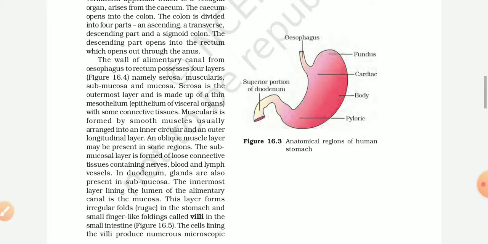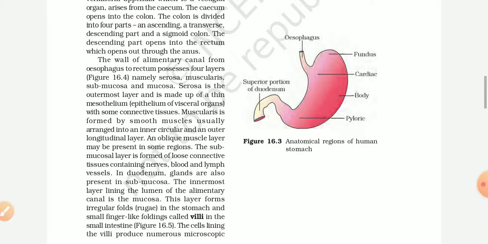The innermost layer lining the lumen of the alimentary canal is the mucosa. This layer forms irregular folds called rugae in the stomach and small finger-like foldings called villi in the small intestine.